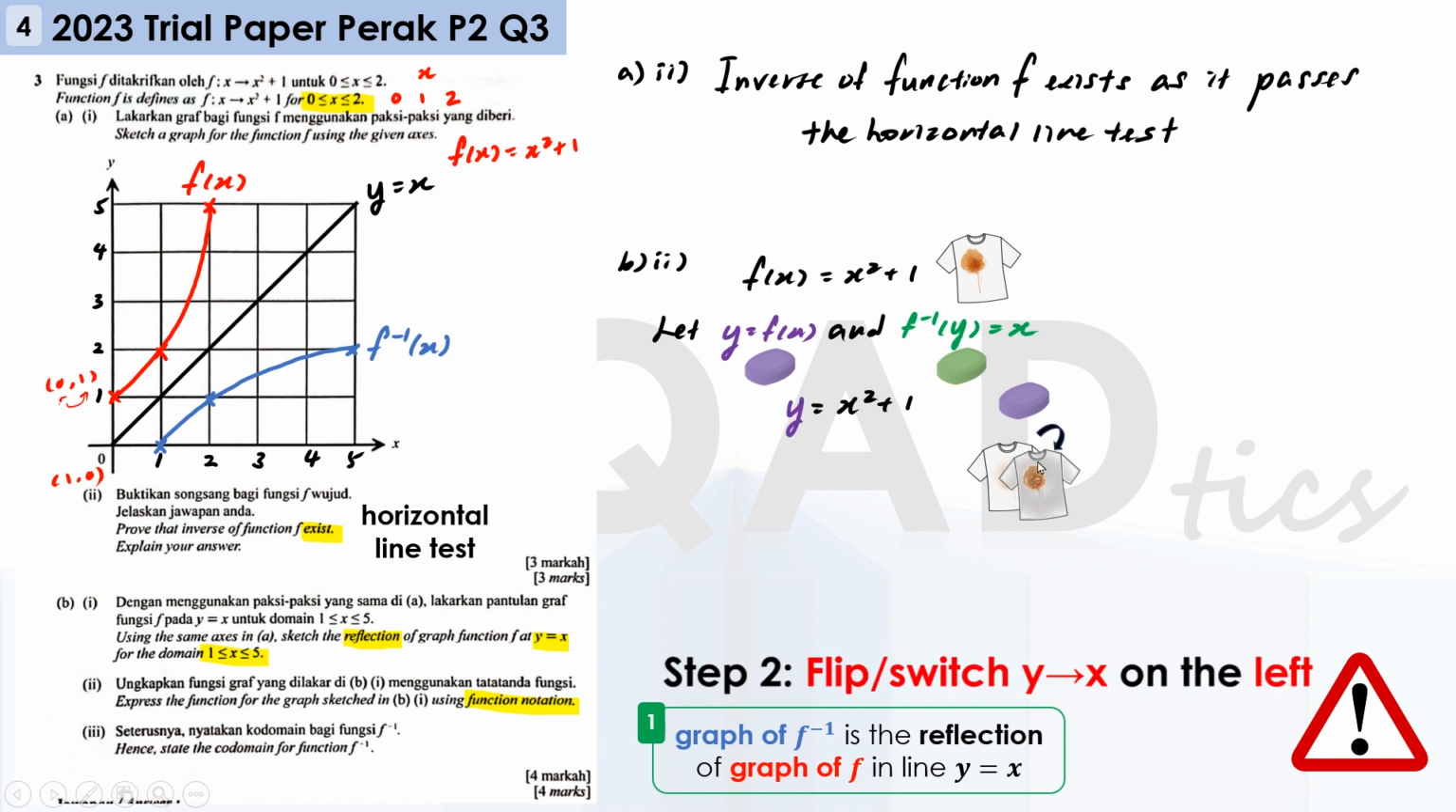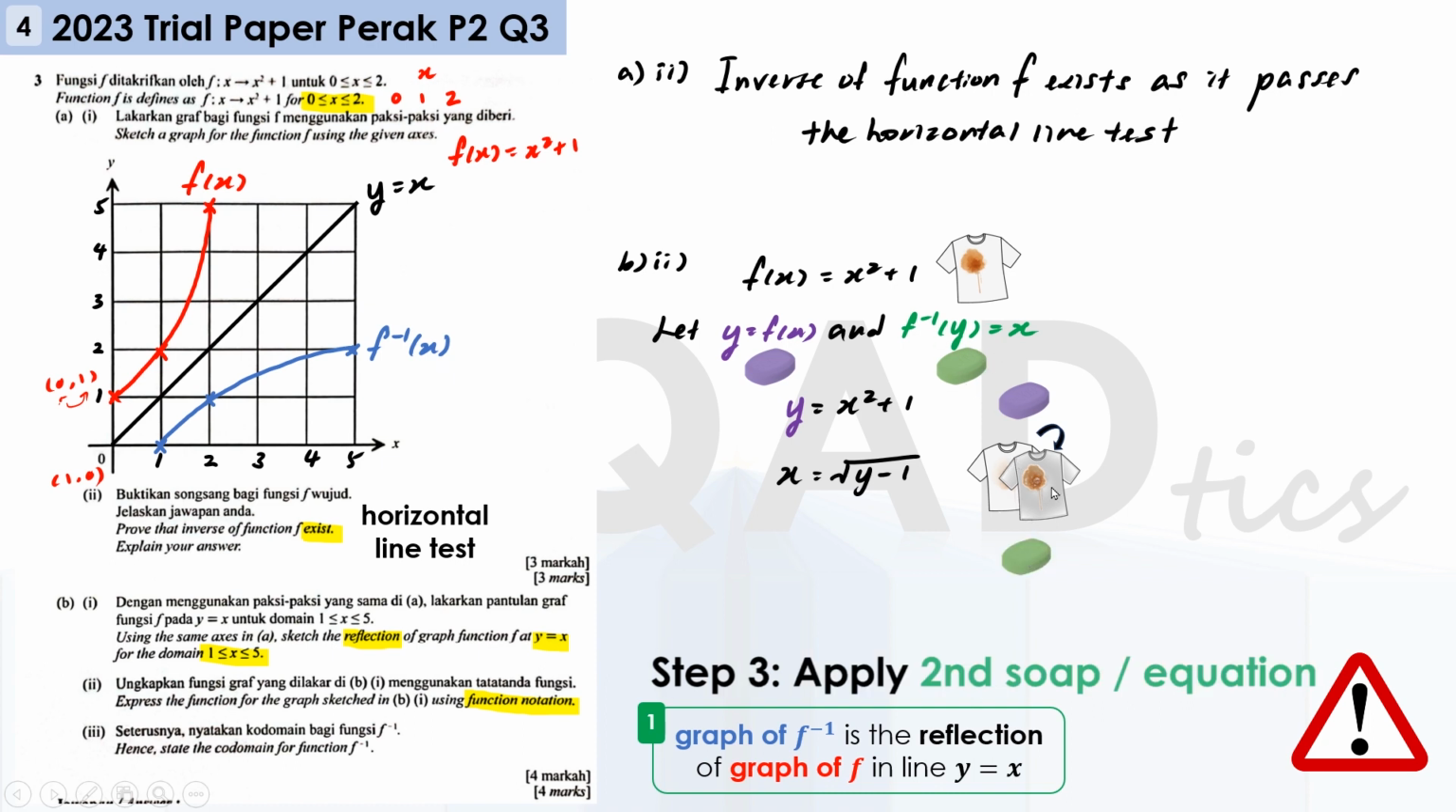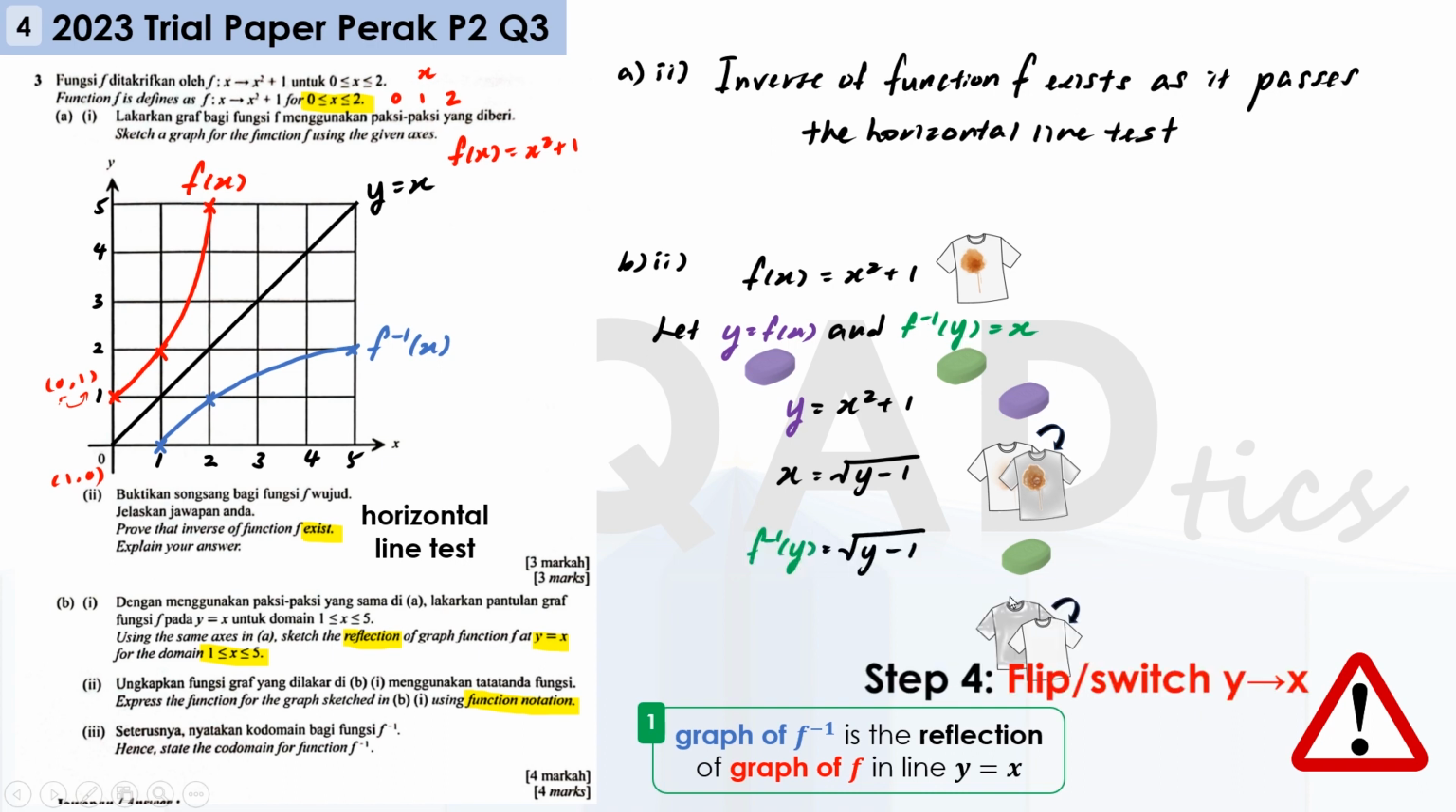Second step, flip the shirt, meaning instead of y, we need to let x be on the left. Then later on, third step, use the second soap, apply the inside of the shirt, meaning we need to apply this one back to here. So the x needs to change to f inverse of y. Okay, then later on we need to flip back the shirt, meaning all the y's we need to change back to x, and this is our inverse function.